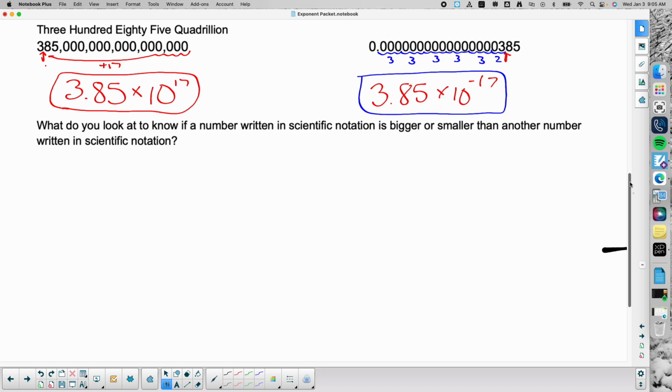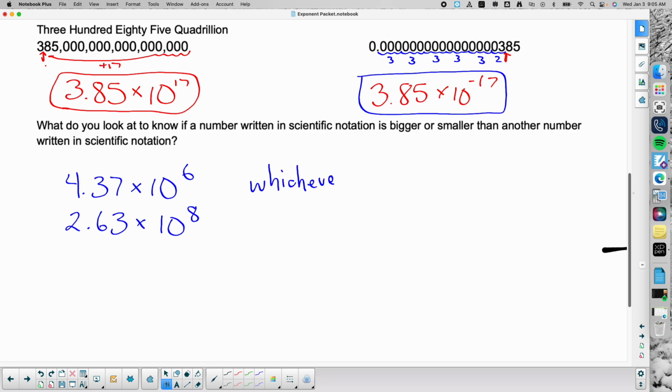Okay. So let's do 4.37 times 10 to the 6th. And then we have 2.63 times 10 to the 8th. How do you know which one of those 2 is bigger? I think we look at the power. Perfect. You don't look at the single number, you look at the power. Whichever power is biggest. Now, if they're tied, then you would look at that number over there.